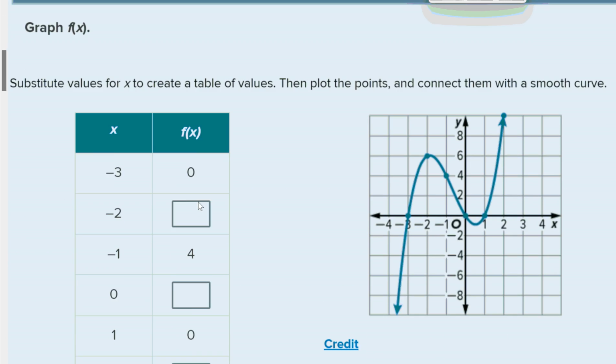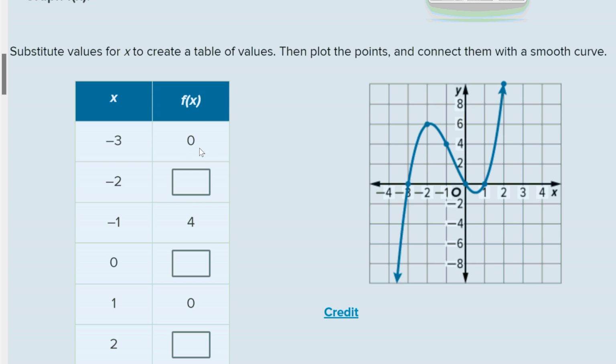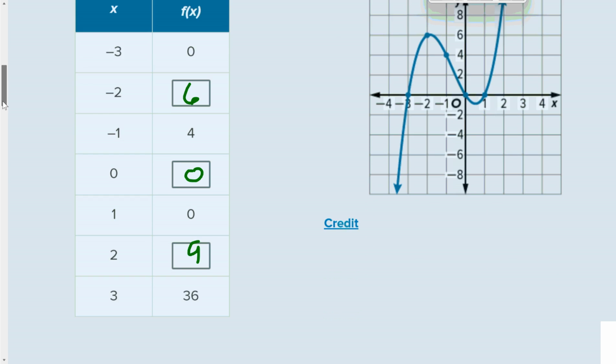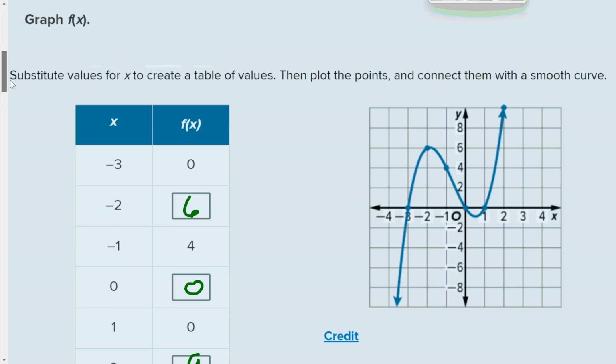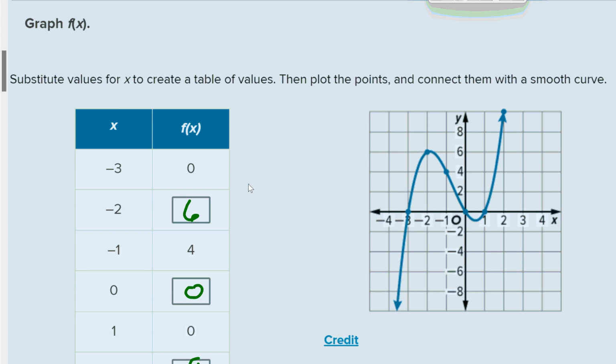So we plug them in. We can plug in -3, we get 0. We plug in -2, we get 6. Plug in -1, we get 4. Plug in 0, we get 0. Plug in 1, we get 1. Plug in 2, we get 9. And if I plug in 3, that's going to be 36. Okay, so I can graph that, and then I can compare these two and see how they look compared to one another.